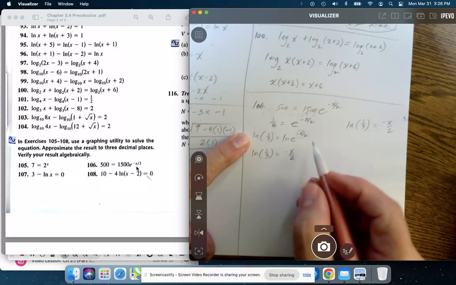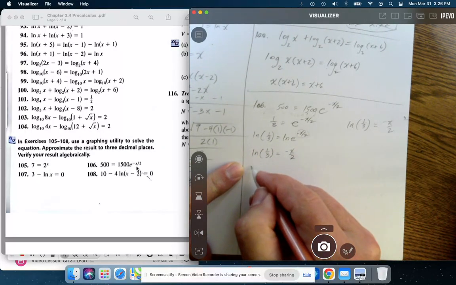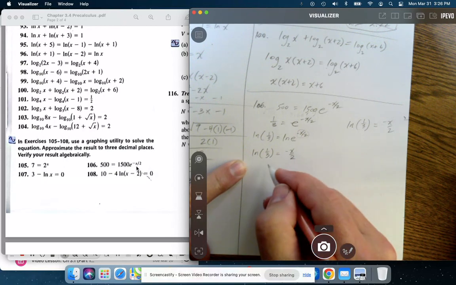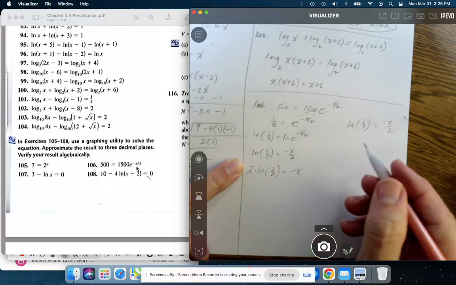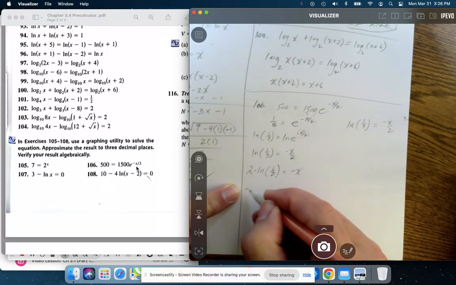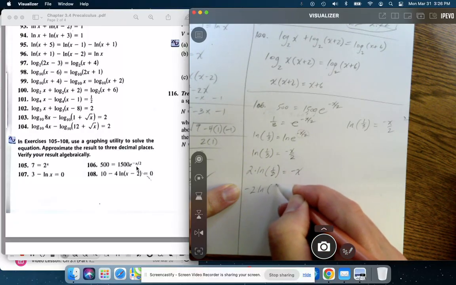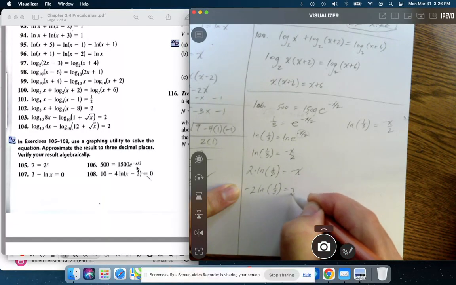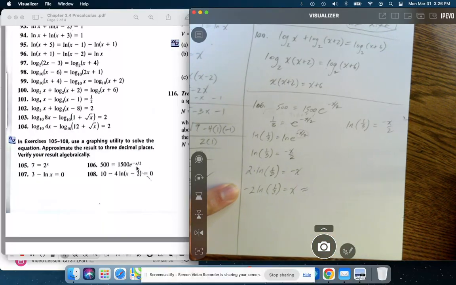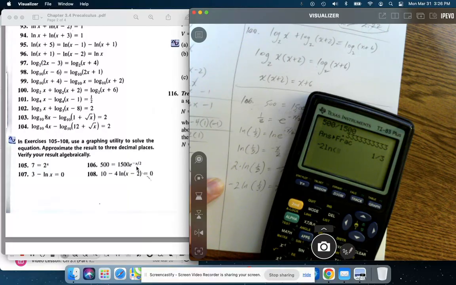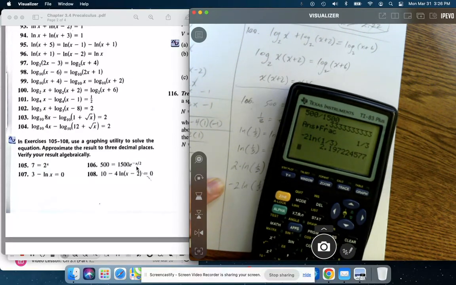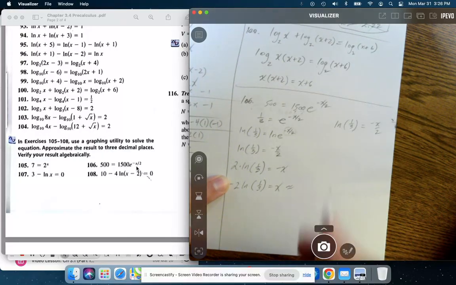So now I'm simply going to multiply by 2. So multiply both sides by 2. So this would be 2 times the natural log of 1/3 equals negative x. Switch the negative, so now I've got negative 2 times the natural log of 1/3 is x. And that is approximately, let's see, negative 2 natural log of 1/3, 2.197.